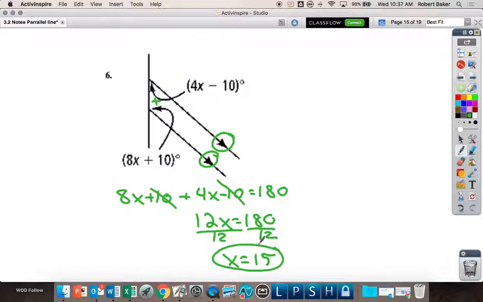So x is 15. 8 times 15 is 120. 120 plus 10 is 130. 4 times 15 is 60. 60 minus 10 is 50. Do those two add up to 180? Yes, they do. That's why, guys, checking your work is so amazing, because you can see if it works or you can see if it doesn't.